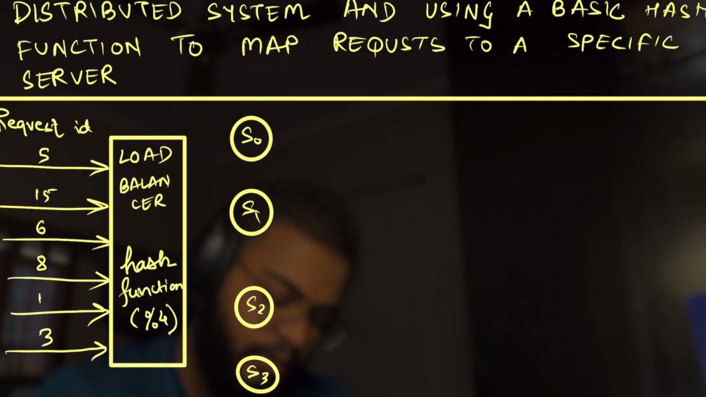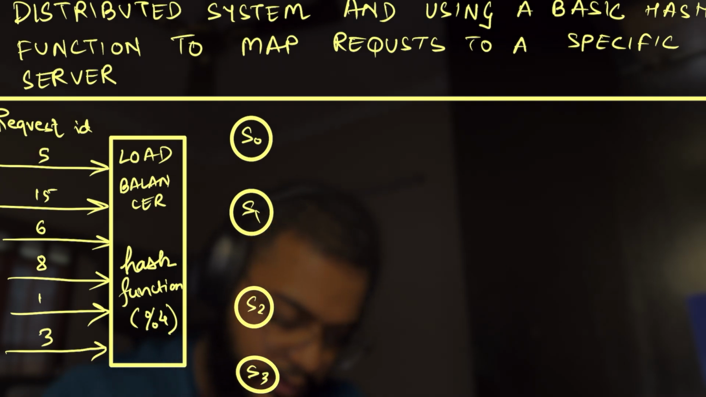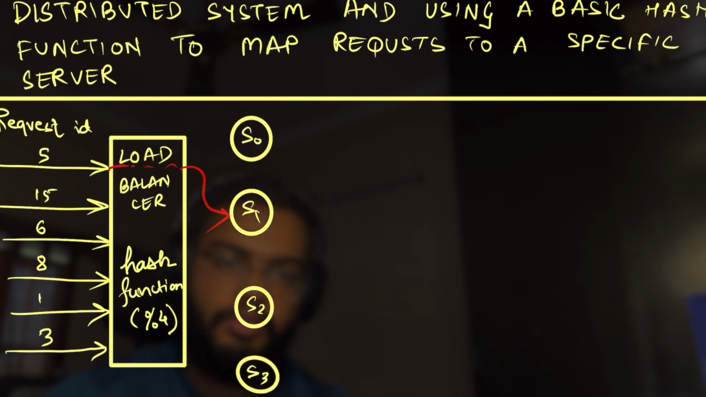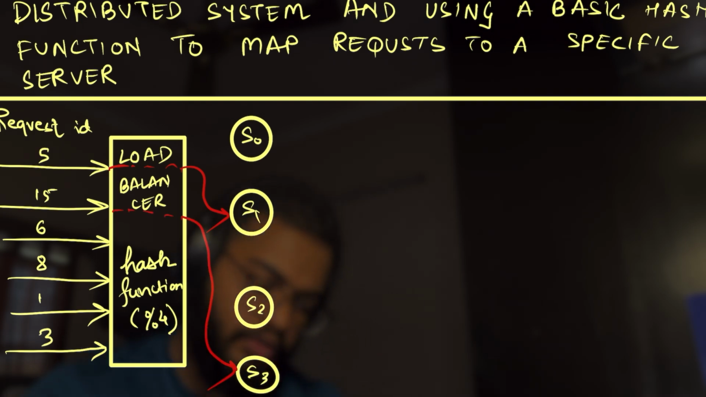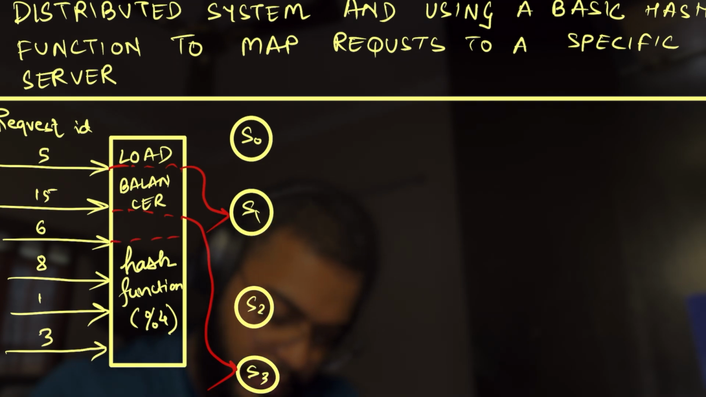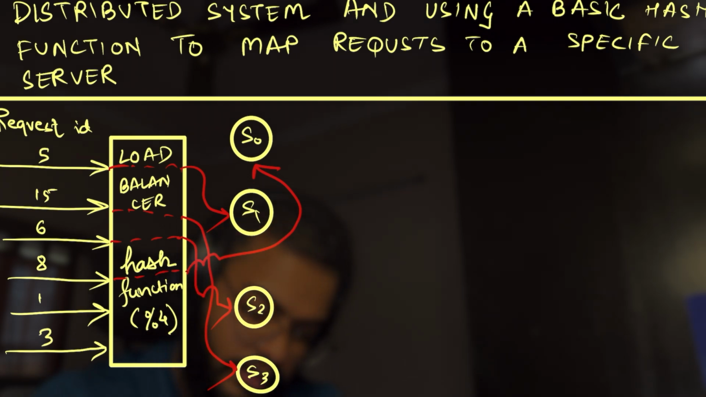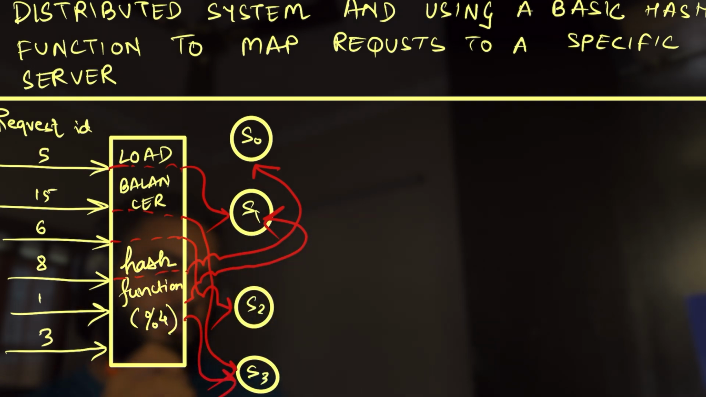5 modulo 4 gives us 1, so this request would go to server 1. 15 modulo 4 gives us minus 1, which means 3, so this goes to server 3. 6 modulo 4 gives us 2, mapping to server 2. 8 modulo 4 is 0, mapping to server 0. 1 modulo 4 is 1, which maps to server 1, and similarly 3 modulo 4 is 3, mapping to server 3. So this can be a good example, but you see where the problem lies.